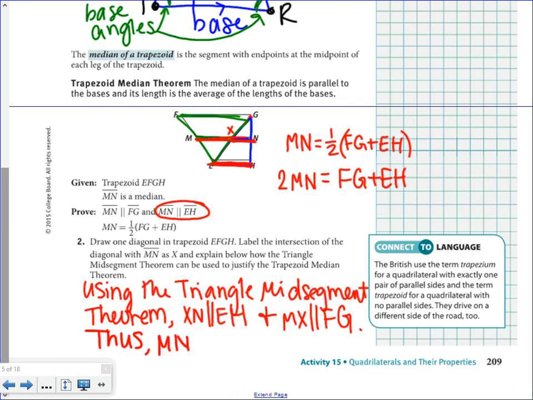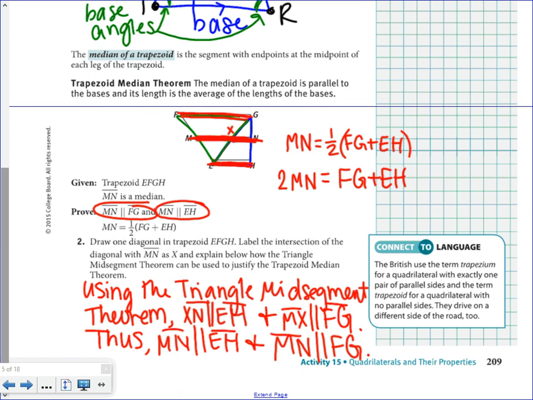So we can say MN is parallel to EH. Likewise, if XM is parallel to FG, that means that MN is parallel to FG. So MN is parallel to FG, which is what we were trying to prove here. Technically, all of those should have segment markings above them. Then we're going to prove the second part.